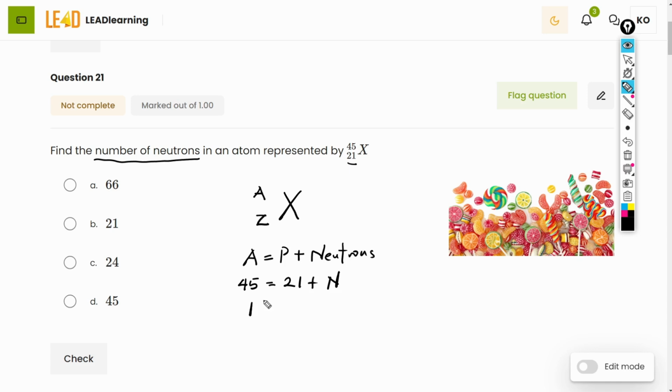It therefore means that our neutron number n is equal to 45 minus 21, which gives us 24 neutrons. So our answer is the option C.